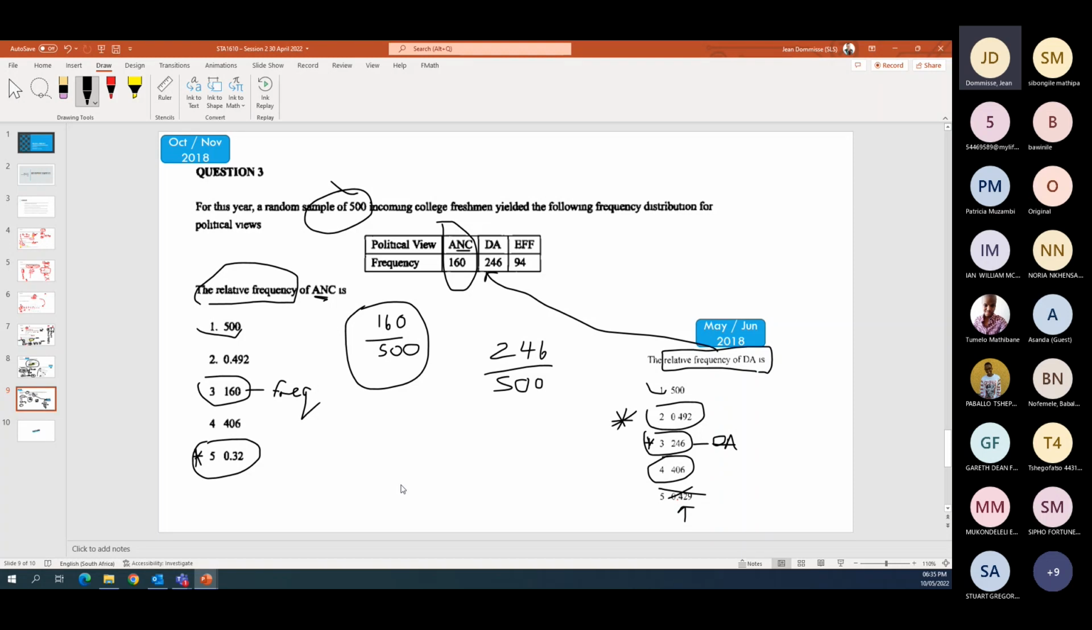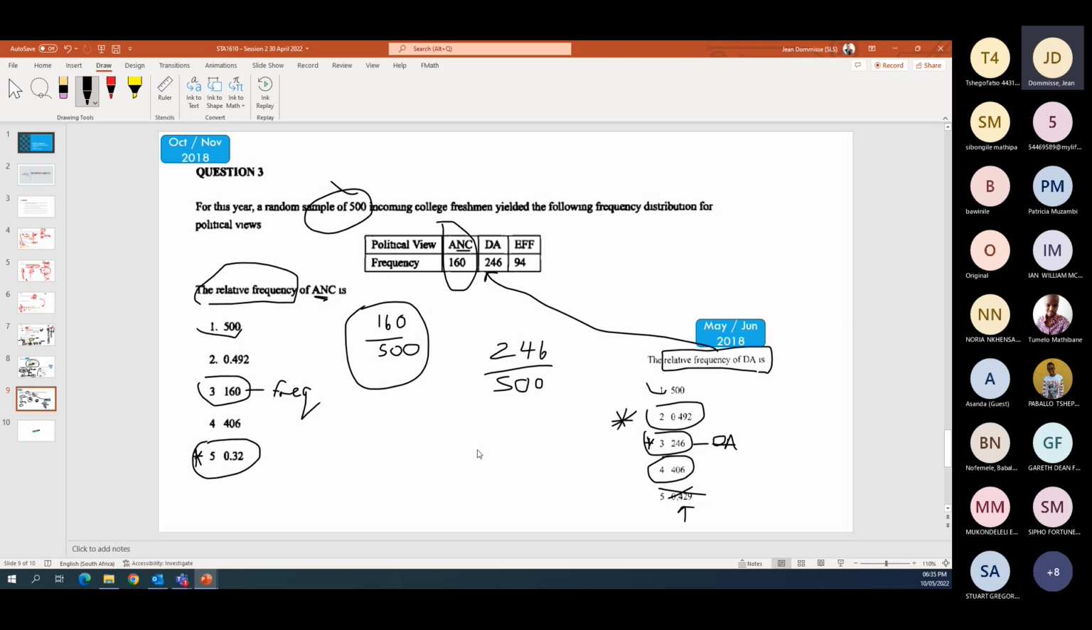Okay, there is a question, there's a hand. Please ask. Hi, Jean. I just wanted to confirm, are you saying the formula for finding relative frequency is the frequency divided by the sample? Yes, yes. Thank you. I wasn't sure if I've got that correctly.